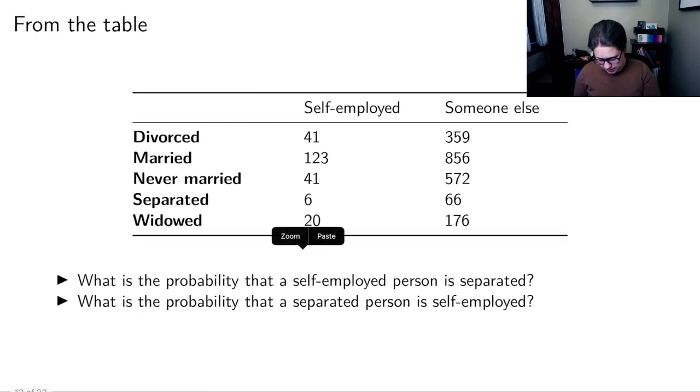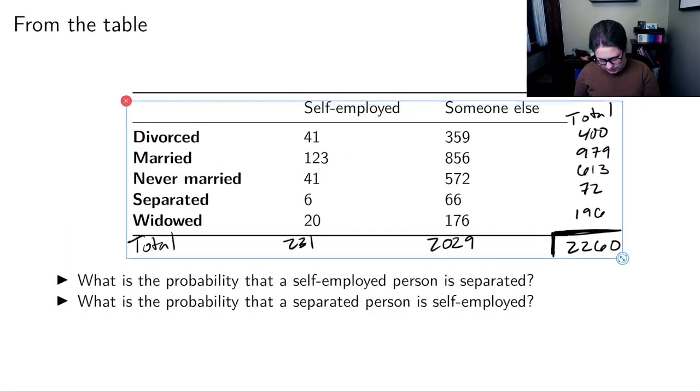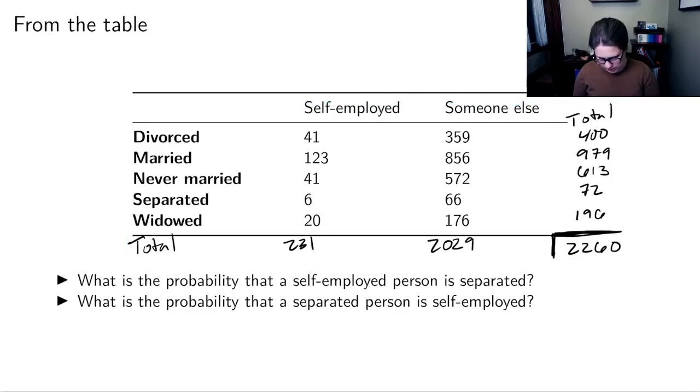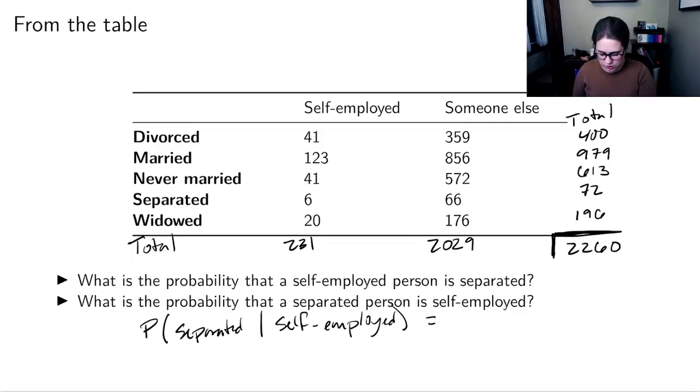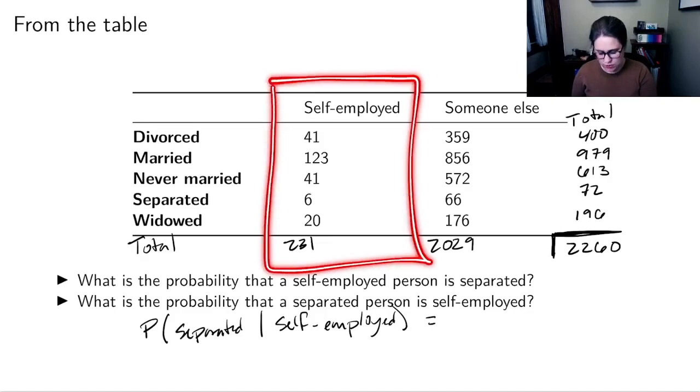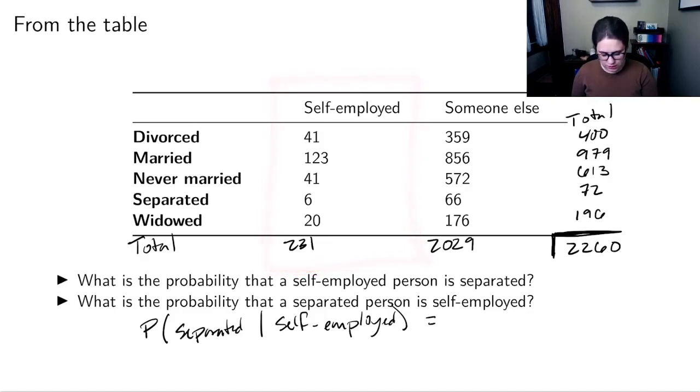So let's look at my table again. I'm going to put my totals in so that I've got them. We could think about the probability that a self-employed person is separated. So what is the probability that someone is separated given that we know they are self-employed? To do that one, if we're just going to logic it out from the table, we know that they are self-employed, so that means that we can stick right in this column. We don't have to think about these people at all. We can just ignore them.